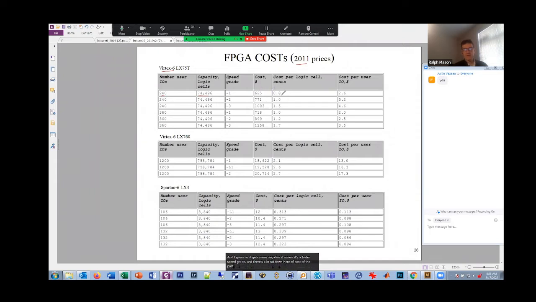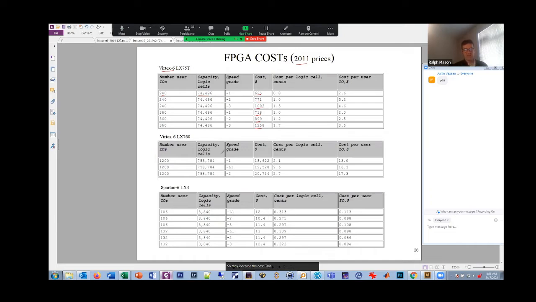And there's a cost per logic cell and the cost per IO. But you'll see as you increase the speed, it goes up. This is $625, $725. That's just for one part, $1,000. If you make it more IOs, it goes up in cost: $718, $899, $1,258. So that's showing the effect of the number of IOs, because it's a bigger package with more connections and more functionality. So they increase the cost.